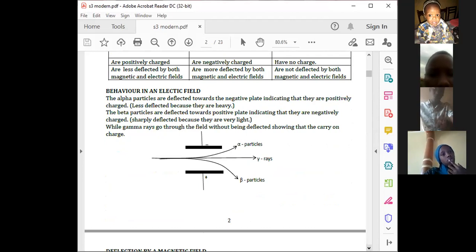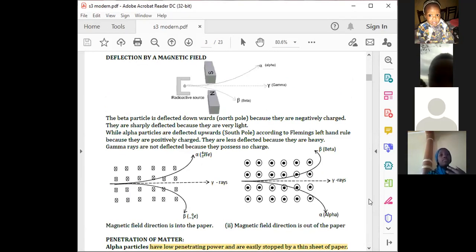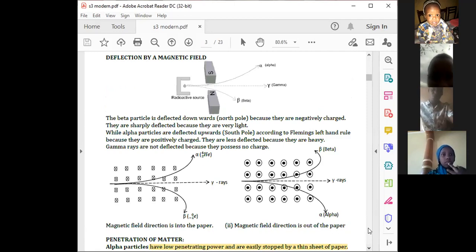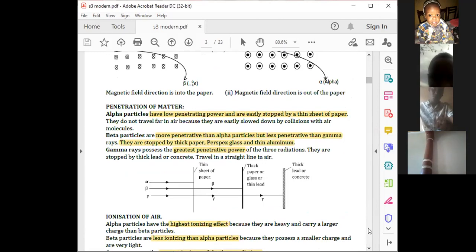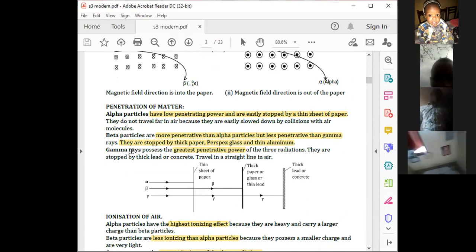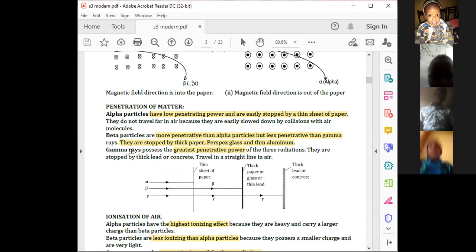If I proceed, I'm going to focus mainly on the penetration of matter. We shall come back. Penetration of matter. Alpha particles, beta particles, and gamma rays, they all penetrate through matter. Matter, in your O level, sorry, primary, P7 and senior 1, simply means anything that occupies space and has weight.